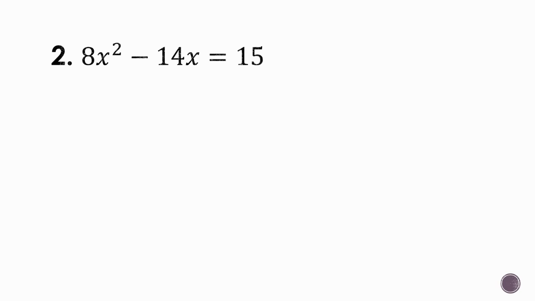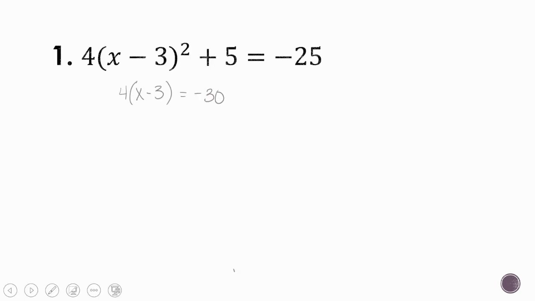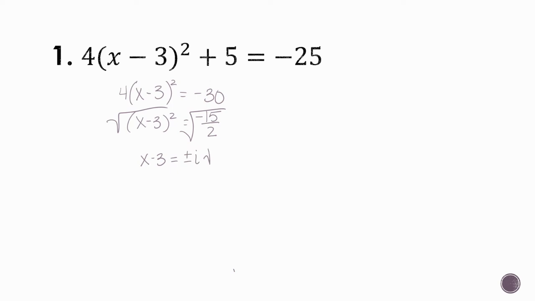And then I'm going to divide by 4. And I lost my squared. That would be negative 15 over 2. Now I'm going to square root both sides. So on the left, I'm left with x minus 3. On the right, I have plus or minus i square root of 15 over 2.